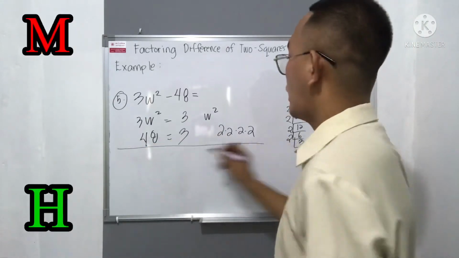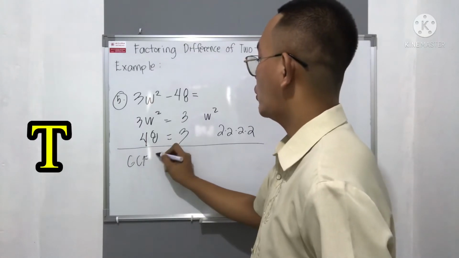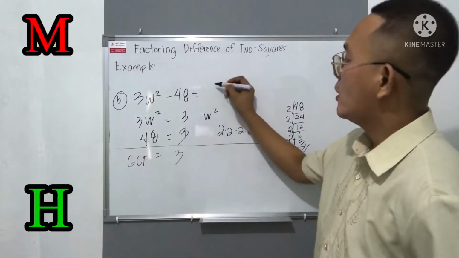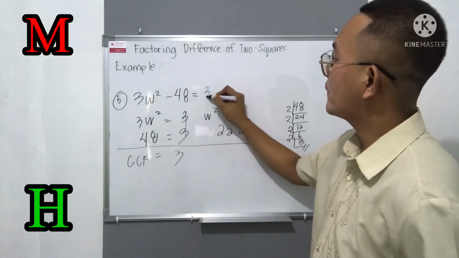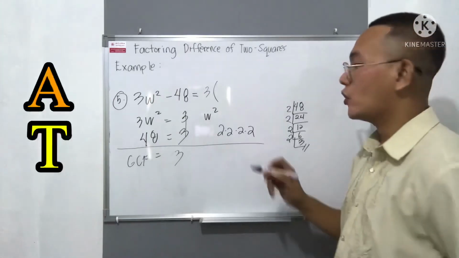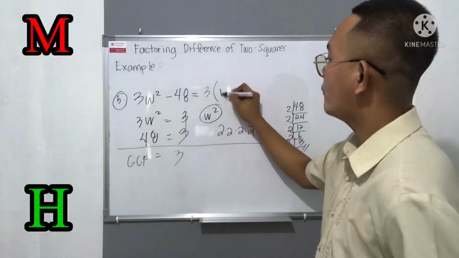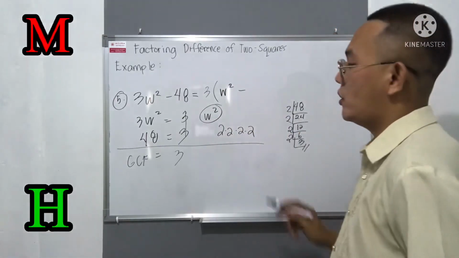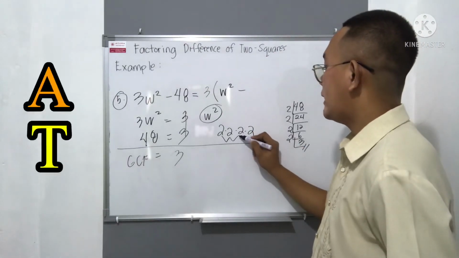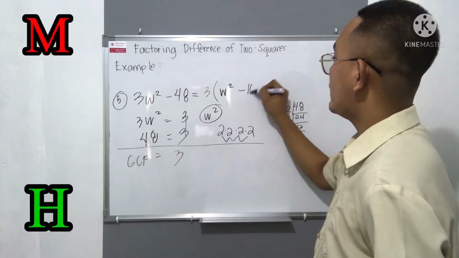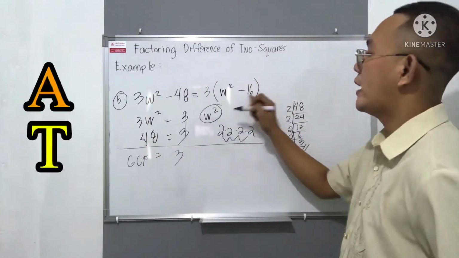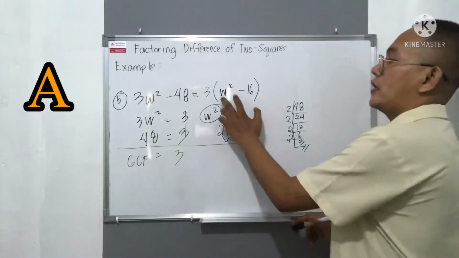Okay, so ano ngayon ang ganyang greatest common factor or greatest common monomial factor? So, we have 3. So, ang first factor natin is 3. Then, kunin natin yung other factor. Ano ang natira dito? So, we have w squared minus 2 times 2 is 4. 4 times 2 is 8. 8 times 2 is 16. Okay, so hindi pa yan yung final answer natin kasi kailangan pa natin kunin yung factor ng ating w squared minus 16.